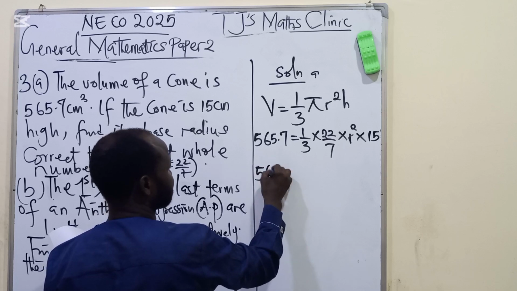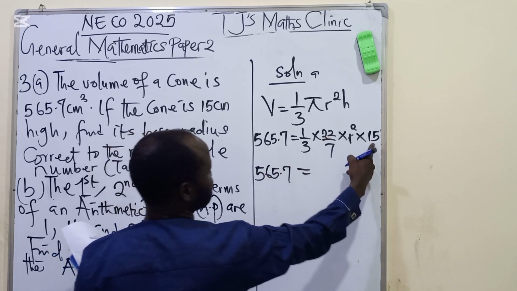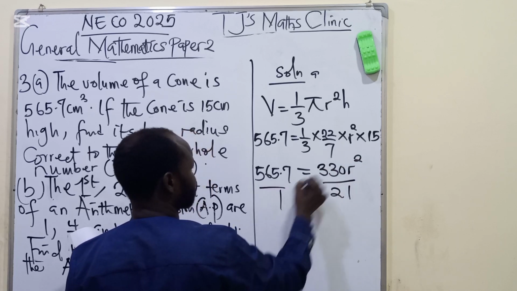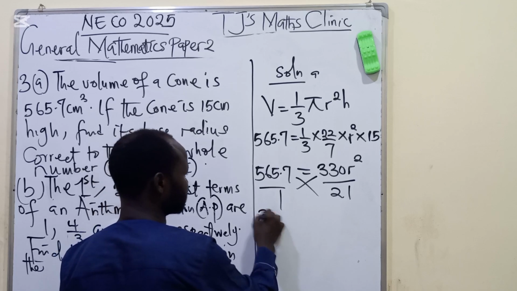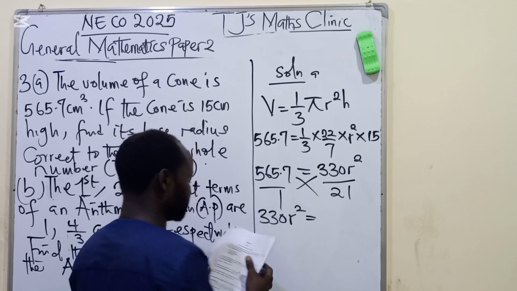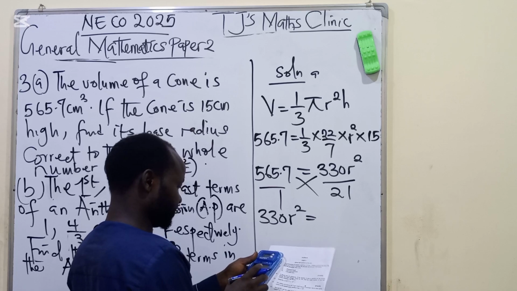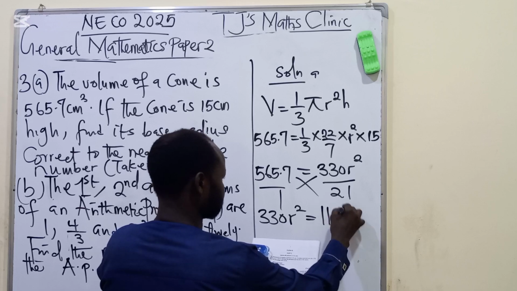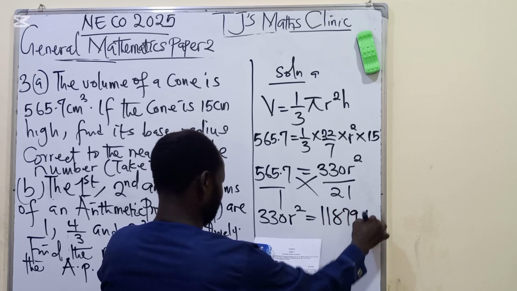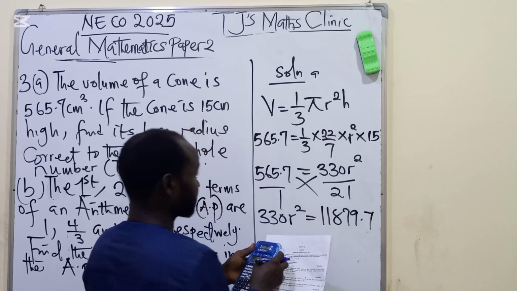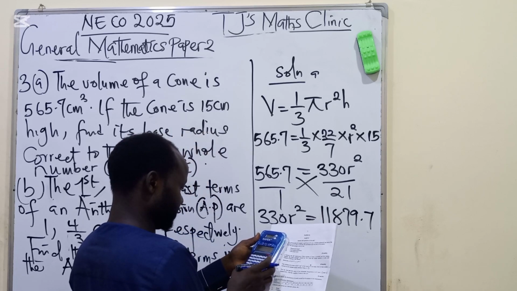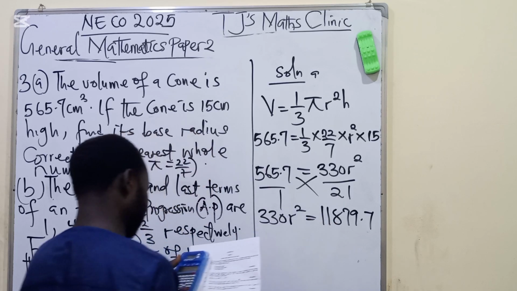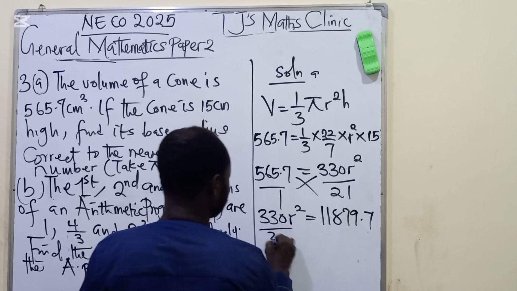This will be 565.7 equals 22 times 15, that will be 330 r square, divided by 21. Then we can cross multiply. 330 r square will be 565.7 multiplied by 21. Let's do it again. 21 multiplied by 565.7 will be 11879.7. So we divide both sides by 330.